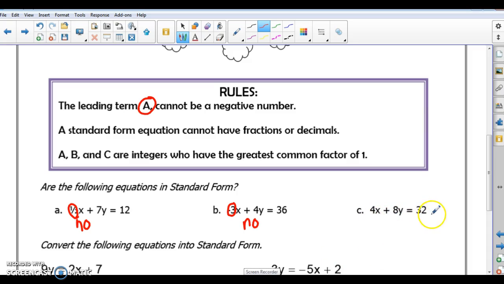4x plus 8y equals 32. That looks like standard form because you have no fractions and a is not negative, but this is not standard form because 4 and 8 and 32 can be divided by 4. What can you divide every single number by? You can divide all 3 numbers by 4. So it's going to be x plus 2y equals 8. This is the standard form. Does that make sense to you?